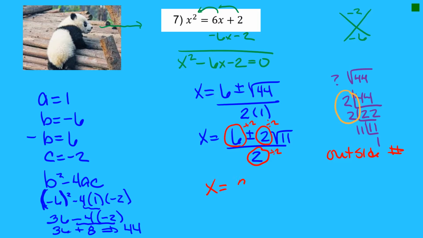So 6 divided by 2 is 3, plus or minus 2 divided by 2 is 1, so I don't need to write it down, square root of 11, all over 2 divided by 2 is 1. Because the 1's on the bottom, we're going to rewrite it as just 3 plus or minus the square root of 11.